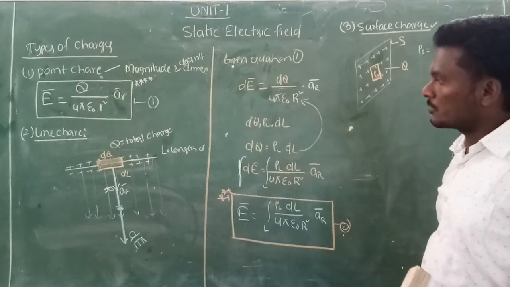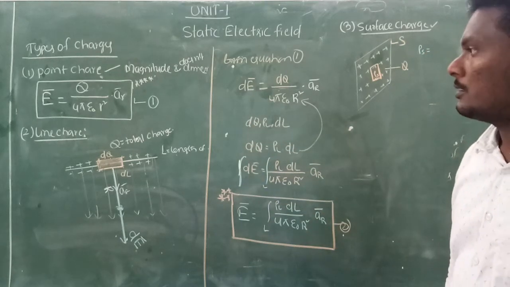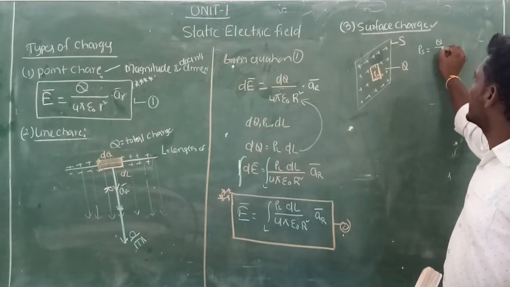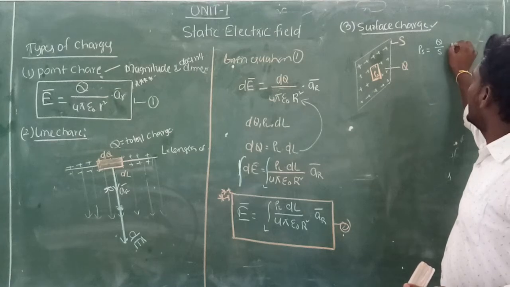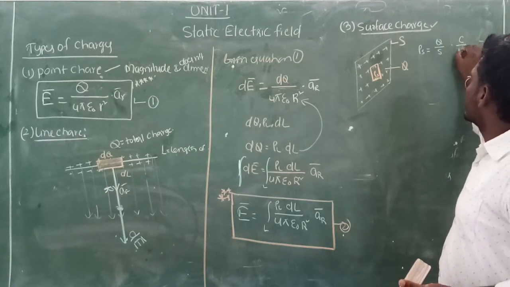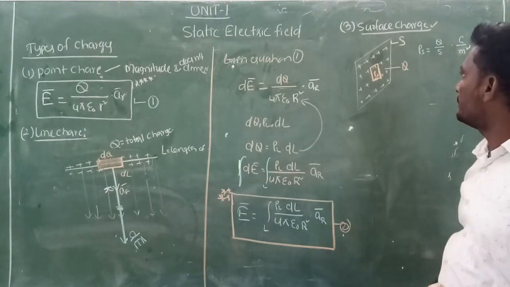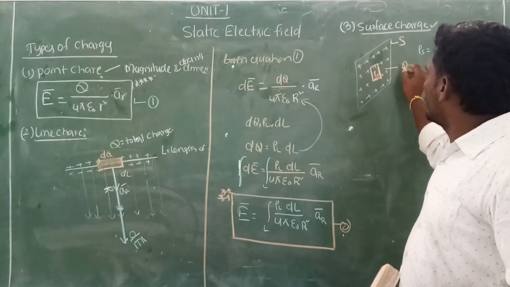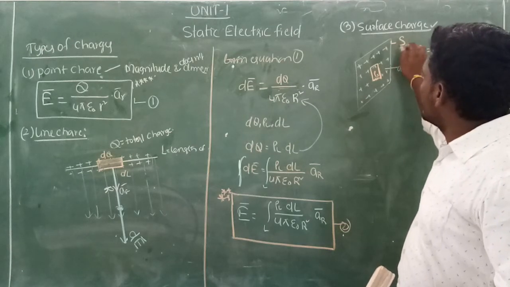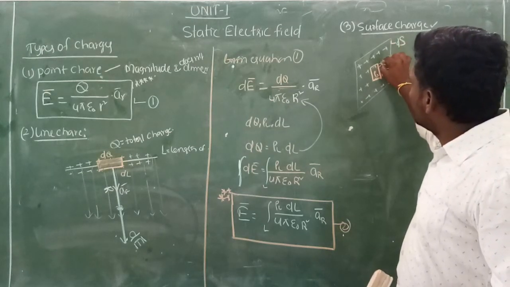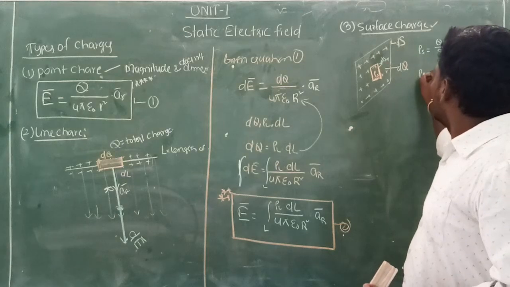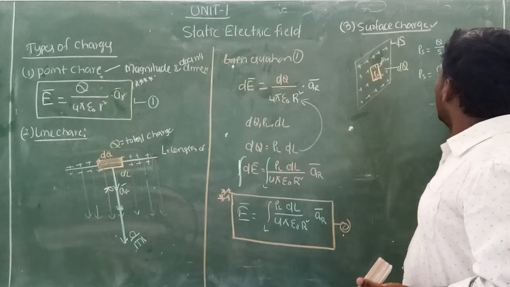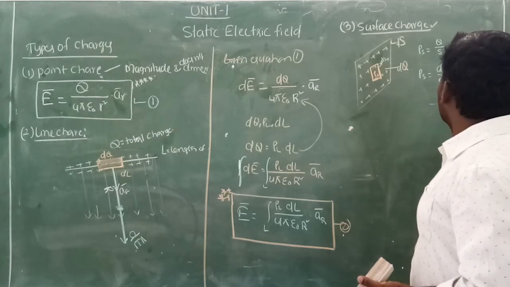So how can you write the expression for surface charge density? It is rho s is equal to, unlike line charge density, total charge on the surface. What is the total charge on the surface? Q. What is the surface area? S. And the units are coulomb per meter square. And for differential elements, it is dq and the surface area is ds. So rho s is equal to dq by ds, and the units are coulomb per meter square.